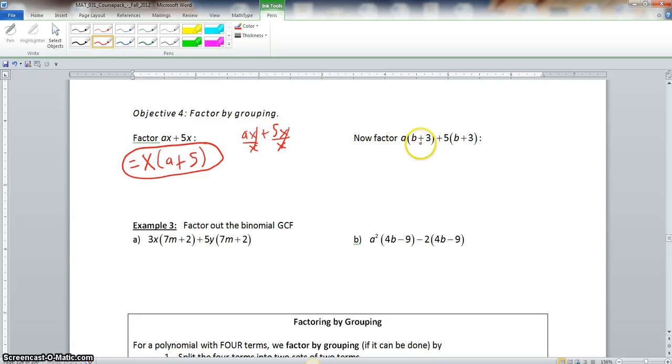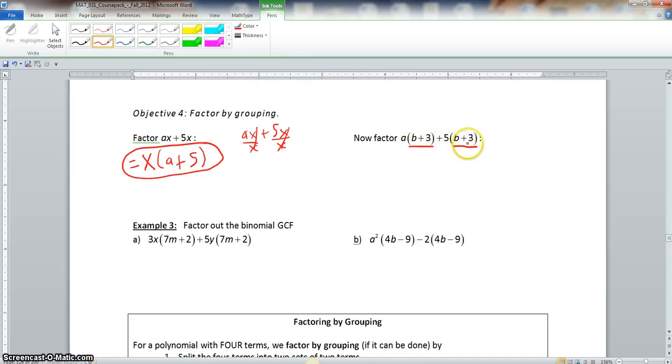Okay, it says now factor. Now, what we have here looks a little different than what we covered before. But watch this. This is actually very, very easy to do. The first thing we do is look and see if we have parentheses that are the same. We do. We have b plus 3 and b plus 3. Now you notice that these two are separated by the addition sign. So this is one term and this is another term.